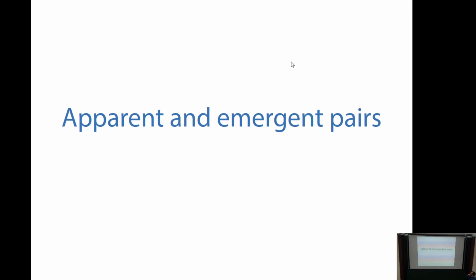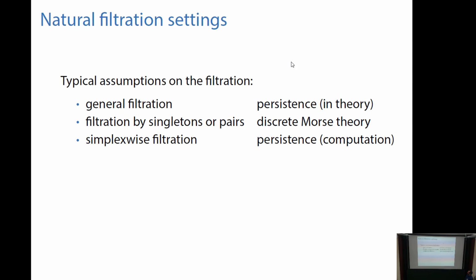So let me get to the final point: the notion of apparent and emergent persistence pairs, which lead to another speed-up factor of 3 to 10 in the implementation. And this is connecting persistence pairs and pairs in discrete Morse theory.